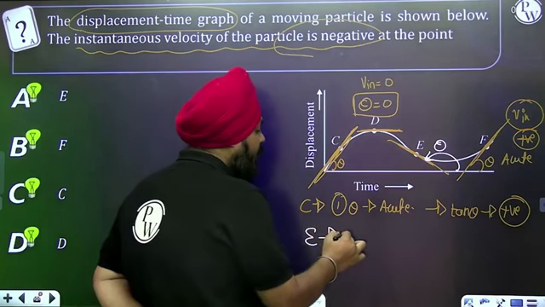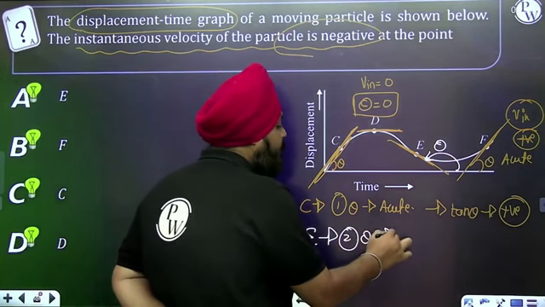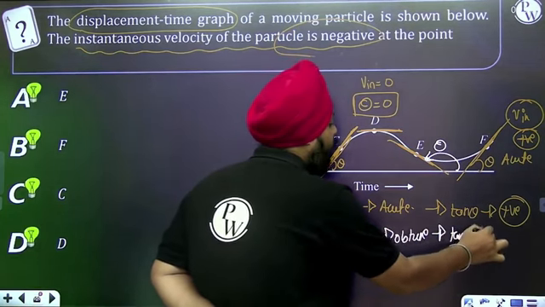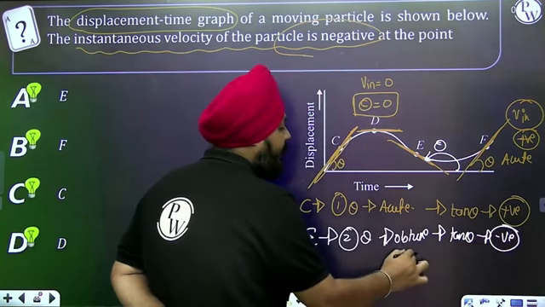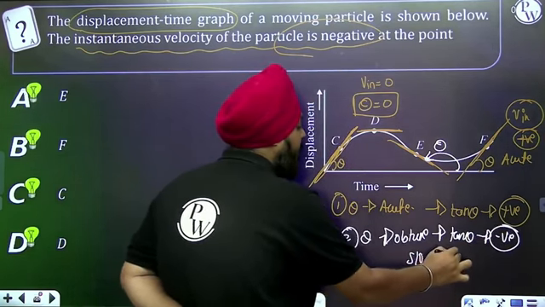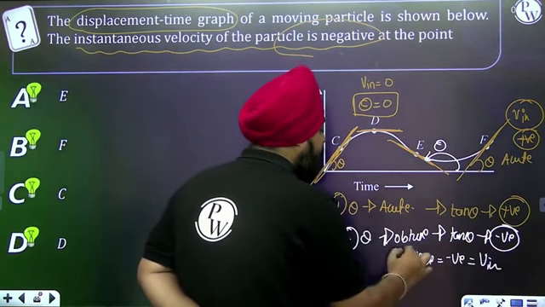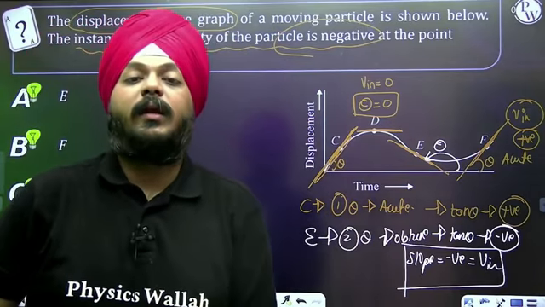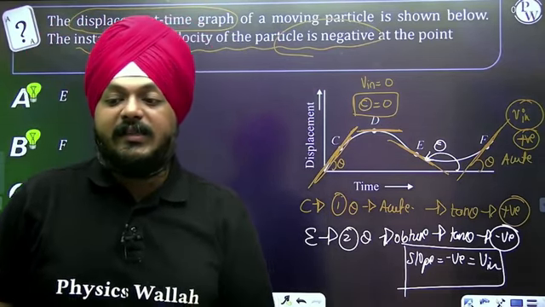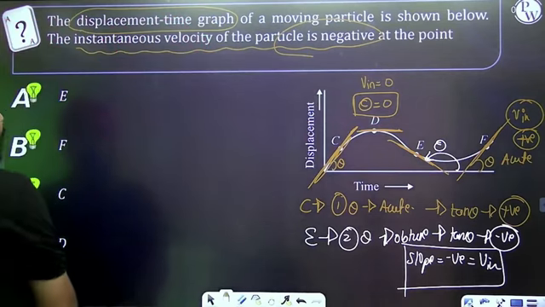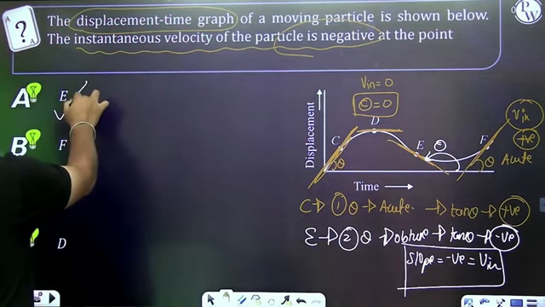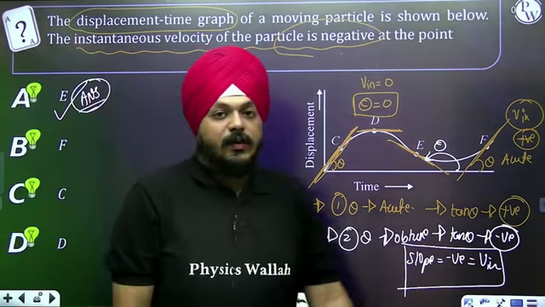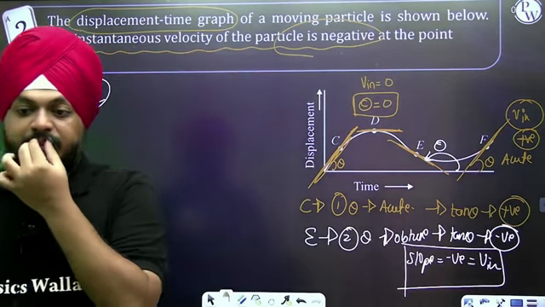Then at position E, theta is obtuse. If theta is obtuse, then the tan theta value will be negative. If tan theta is negative, then the slope will be negative. If the slope is negative, then the instantaneous velocity will be negative. So here E is going to be the perfect answer for this specific question.